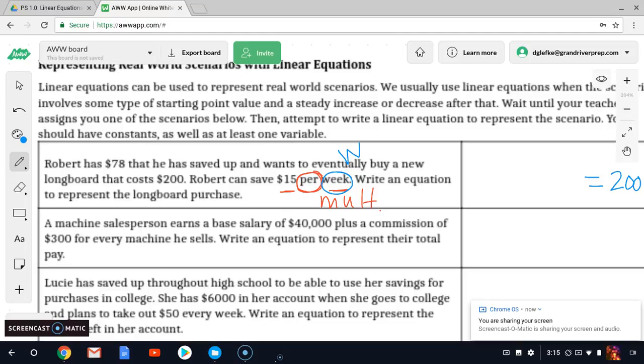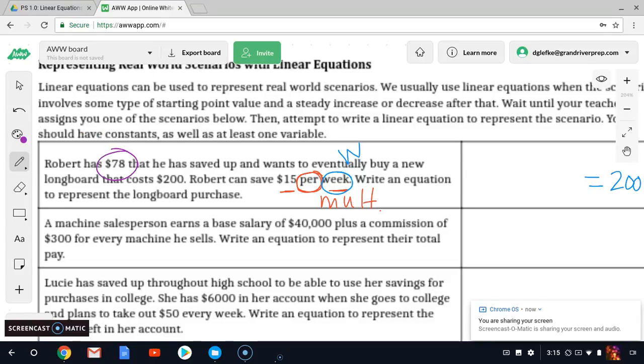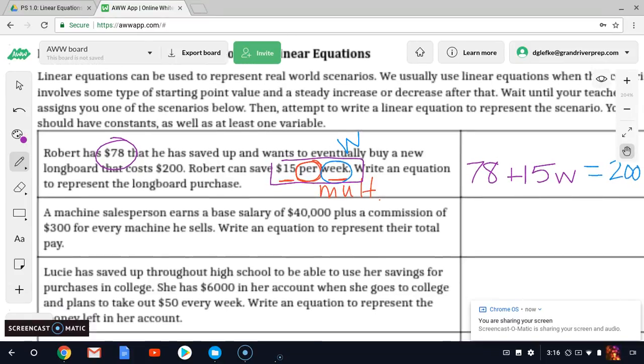And we're going to add up everything that he's saving up. So he already has $78 saved up. So that's like his starting point. So that is where he starts with. He has $78. There's nothing being multiplied to that. He already has that saved up. And he's saving $15 per week. And we said that the 15 is being multiplied by weeks, and weeks is our variable. So we have 15 being multiplied by a variable. And he's saving those together, so we're going to add those together. So we have 78 plus 15W equals 200. And that is our equation.